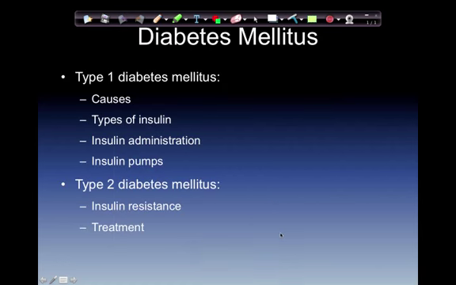Diabetes mellitus. Type 1 diabetics are insulin dependent, which means they have a lack of insulin or they produce no insulin by the pancreas. There are over 20 different types of insulin: rapid, intermediate, and long-acting, just branched into a couple simple groups.